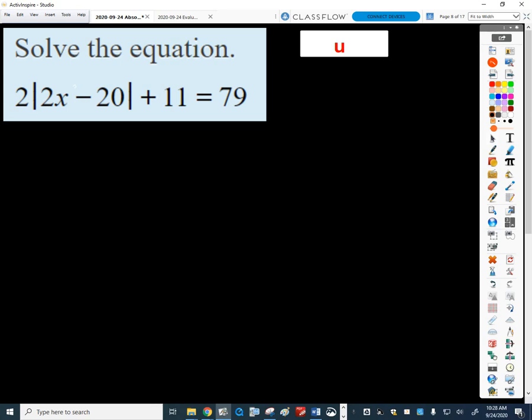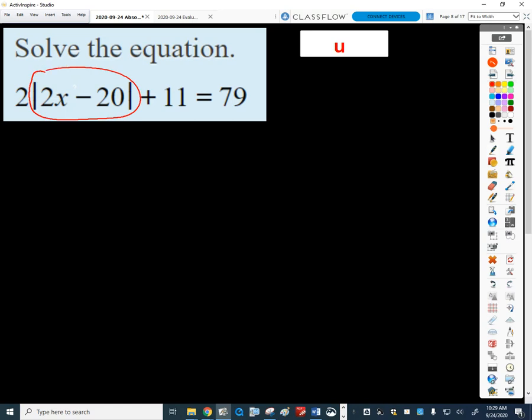First, we're going to subtract the 11. Okay, good. And what's the reason you're doing that? You're trying to isolate what? We're trying to isolate the absolute value. Perfect. Good, and then we'll divide both sides by 2. Perfect. Good job. Okay, so here's the absolute value that we're trying to isolate, right?